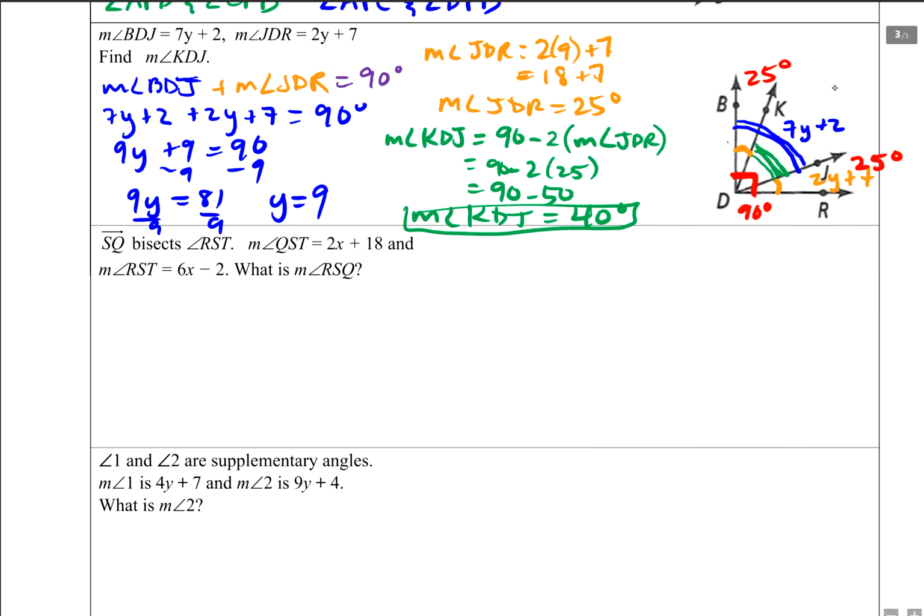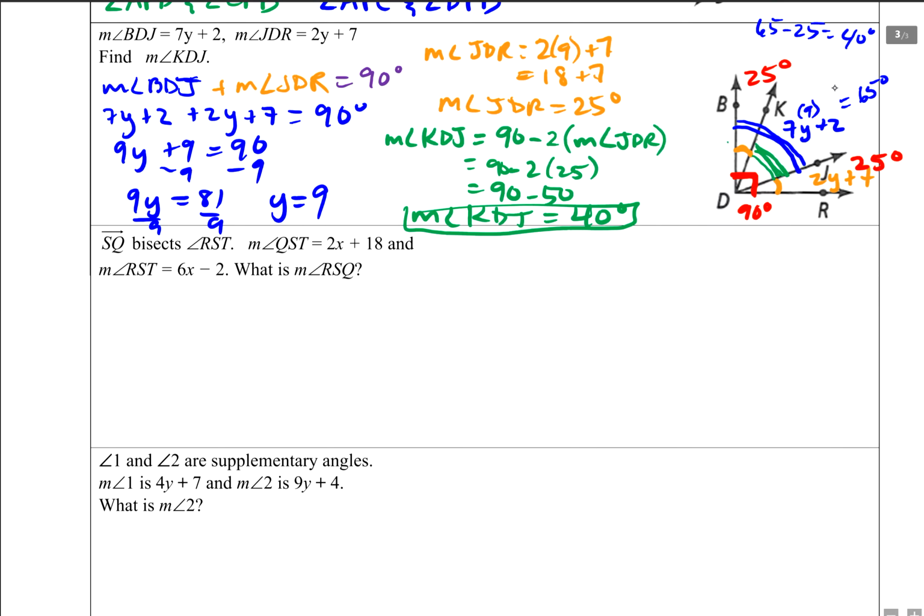And like I said, we could have found blue and orange and just subtracted. Let's look at blue here. 7, if I put a 9 in there for y, that would equal 63 plus 2 is 65 degrees. What's 65 minus 25? Green would be 40 degrees. So any way you do it, you're going to get the same answer.